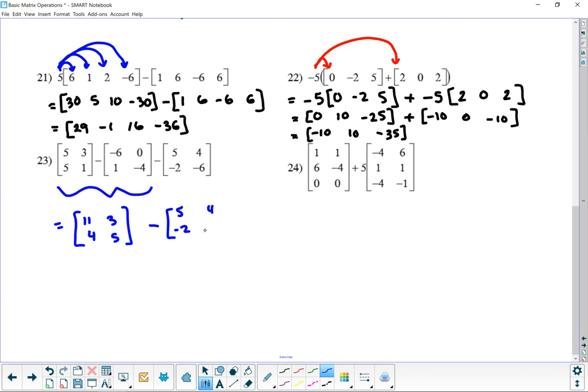5, 4, negative 2, negative 6. 11 minus 5 is 6. 3 minus 4 is negative 1. 4 minus negative 2. So double negative here, so it means positive. So 4 plus 2 is 6. 5 minus negative 6, again double negative. So it'll be 5 plus 6 is 11.